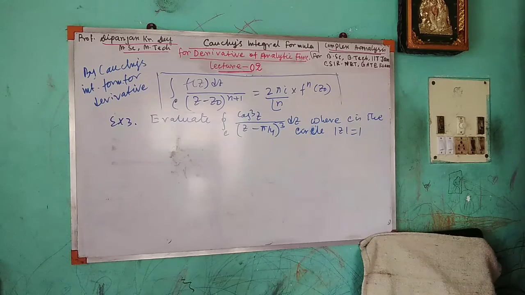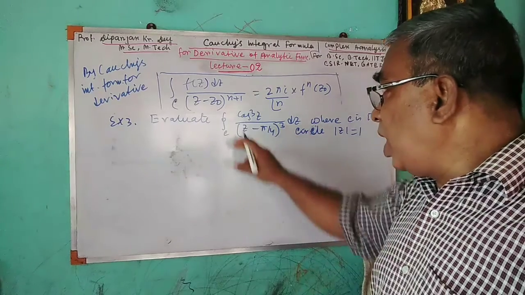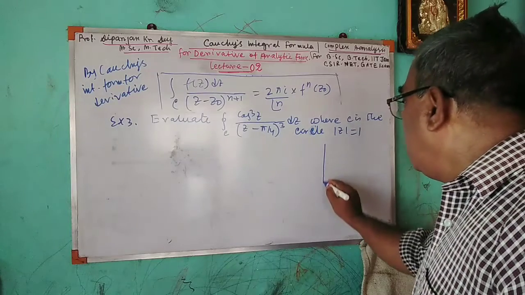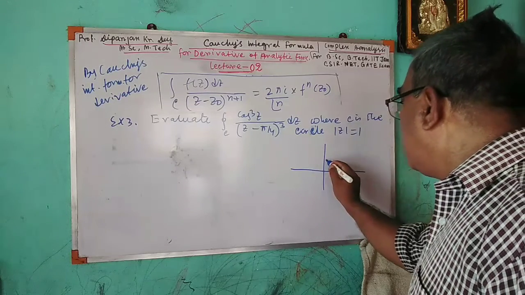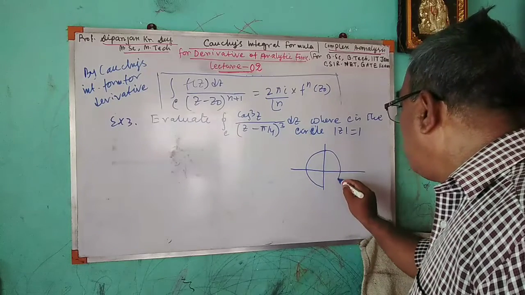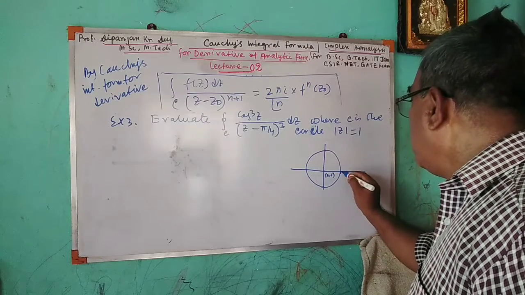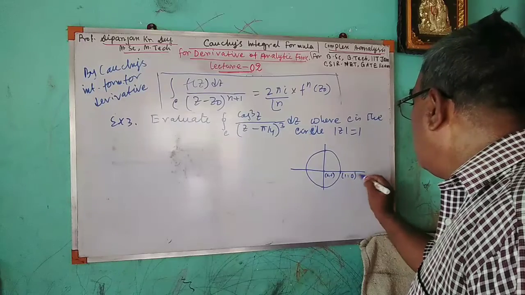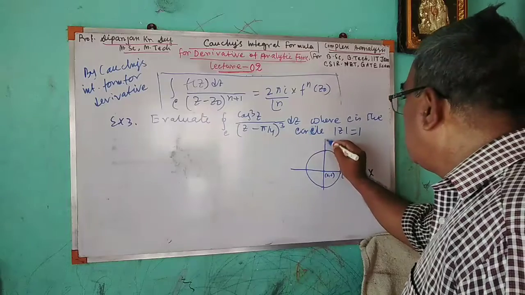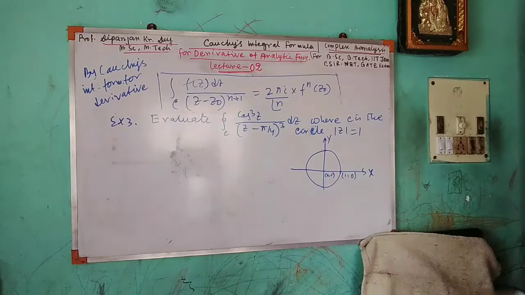Okay. Now, after seeing the sum, we have to see that mod z equal to 1. So this is a circle of center 0, 0. Radius is 1. You have to draw this. The center is 0, 0. Radius is 1. This is 1, 0. Okay. This is the real axis. This is the imaginary axis.